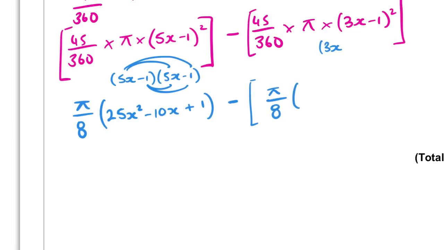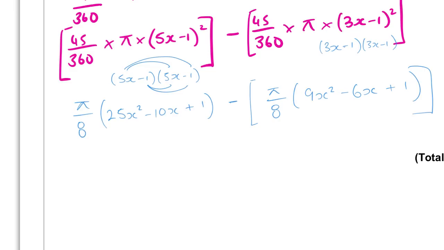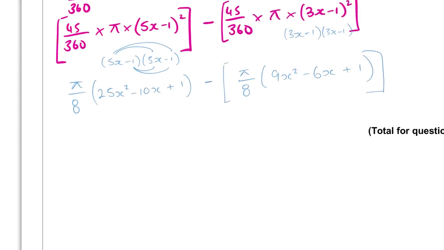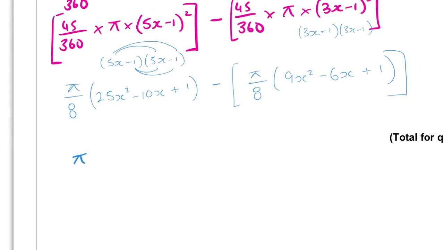again, with the (3x − 1)(3x − 1), we should be happy to get 9x² − 6x + 1. Again, if I've done that too quick, just slow down. We should be at that stage where we can expand these. Now, because pi over 8 is common in both, I can keep my pi over 8 on the outside. We could multiply everything by pi over 8 if we wanted, but we know pi over 8 is a term of everything, so just factor that out completely.